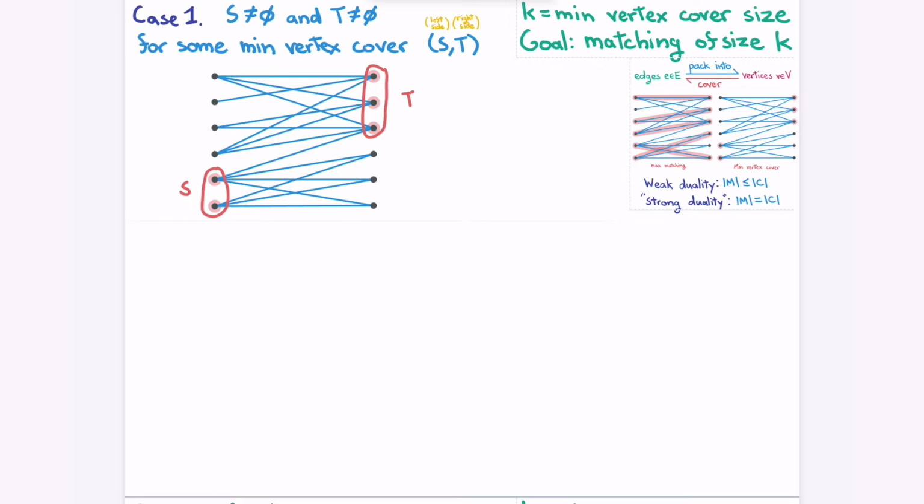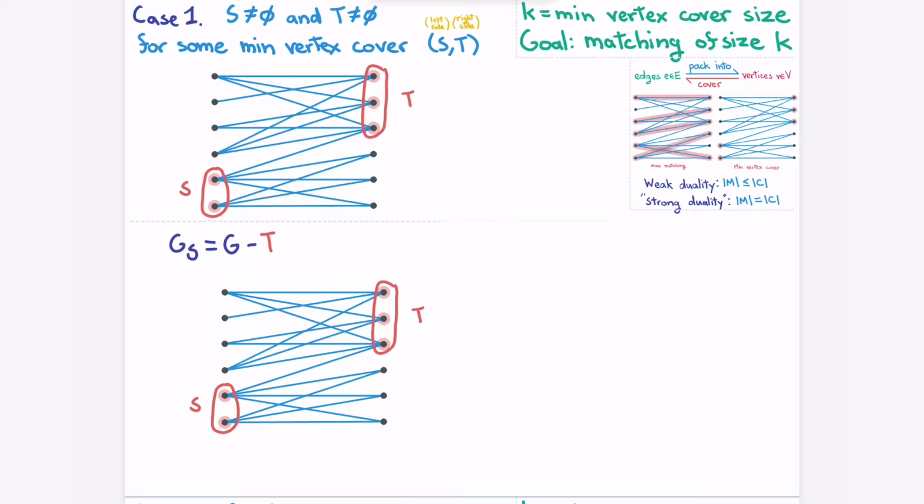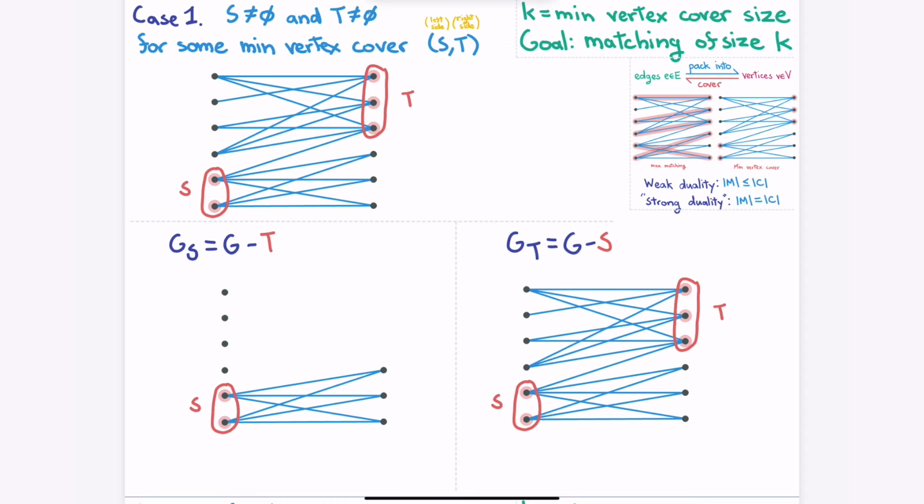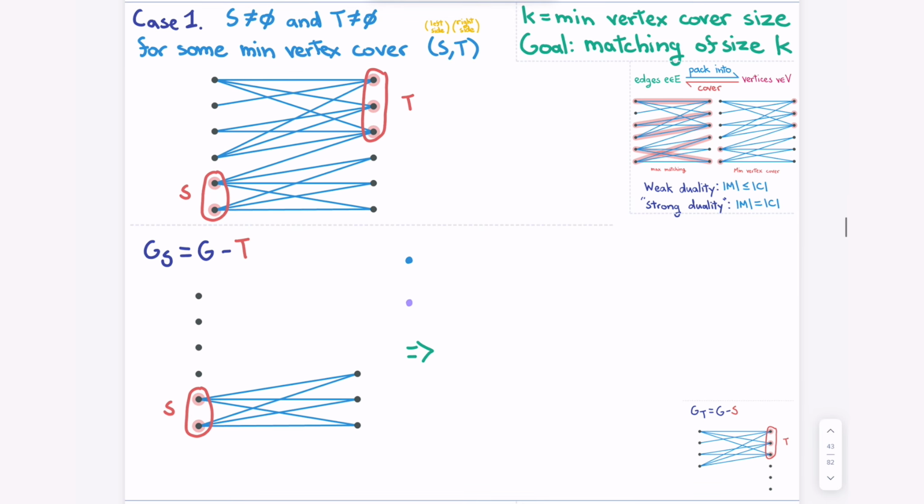We're going to try to get, say in this example, a matching of size 5. So what I'm going to do is this. I'm going to look first at the graph where I erase the vertex cover on one side. So I'm going to erase all these vertices and look at this remaining graph. And I'm going to do the opposite for this other side. So I'm going to break this graph into two. Notice they're quite disjoint. So let's look at just one of these.